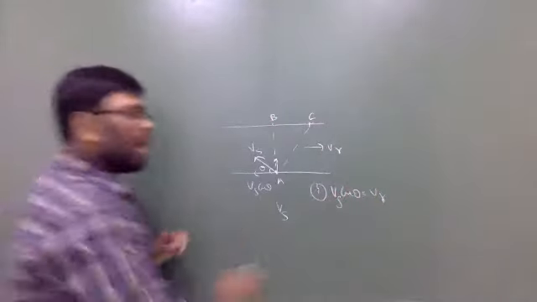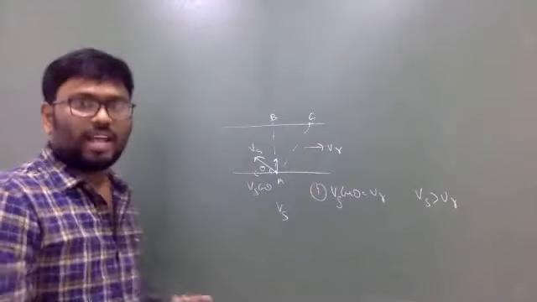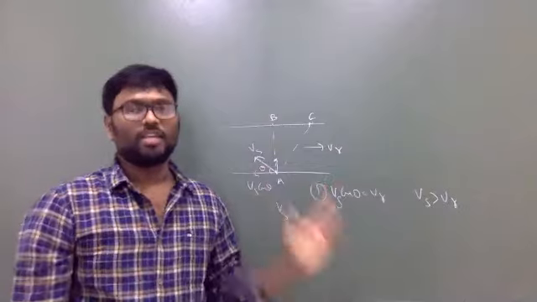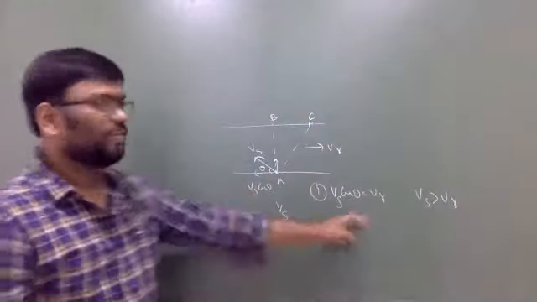If this has to happen, the velocity of the swimmer should be greater than the velocity of the river. If he is slower than the river, he cannot reach the opposite point. So he'll be reaching somewhere else, because he cannot cancel the river flow. So this is the first condition.